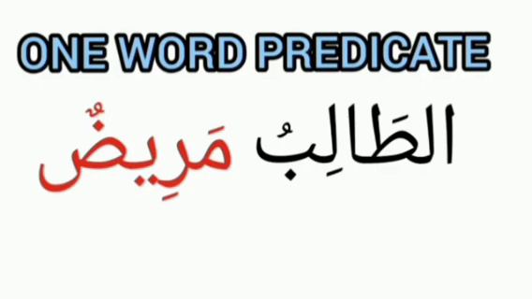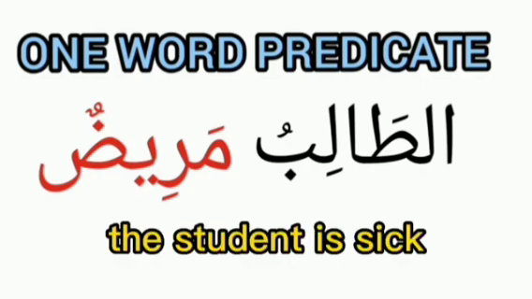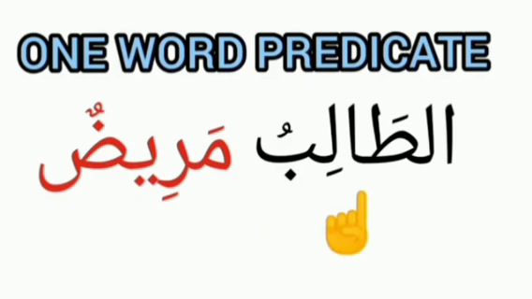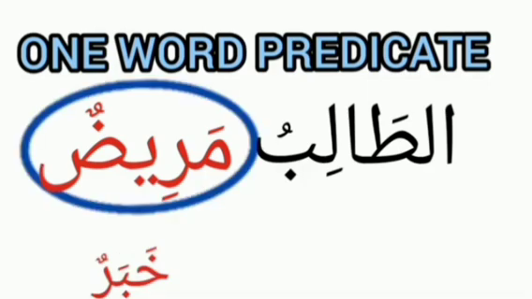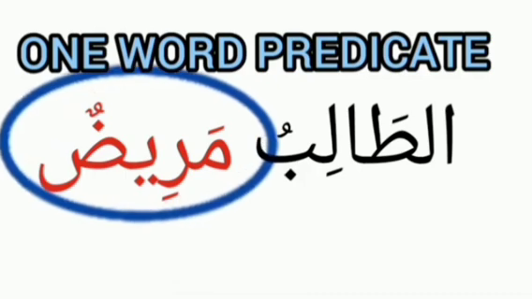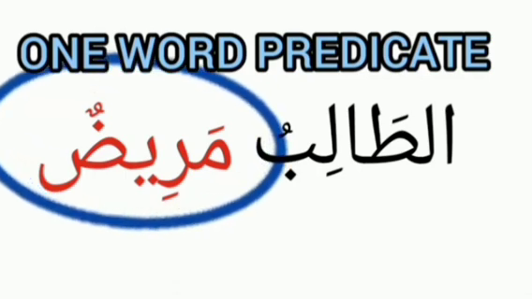At-talibu maridun. The student is sick. At-talibu here is the mubtada and maridun is the khabar. As you can see, the khabar maridun is just a single word and it is marfu or in the nominative case. And the indication for the nominative case ending is the dammatan on the dal.